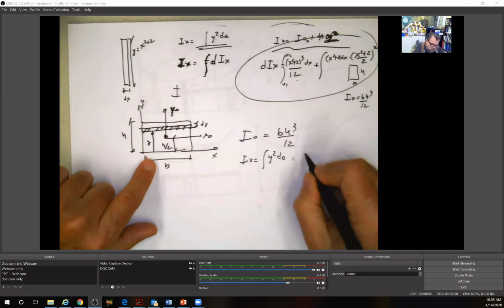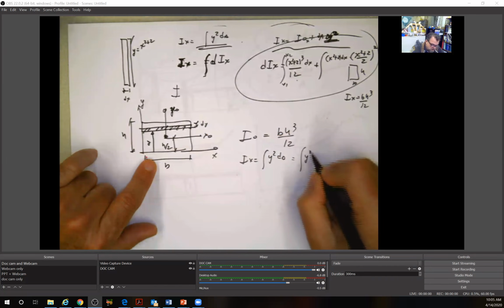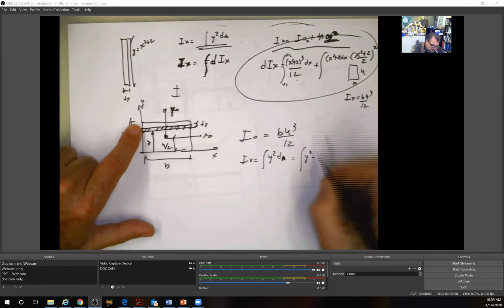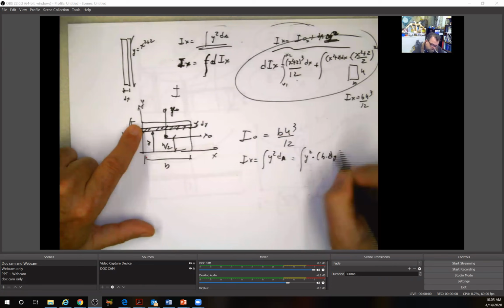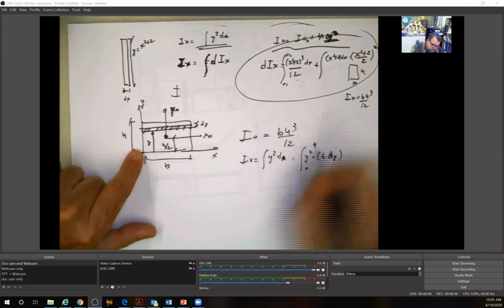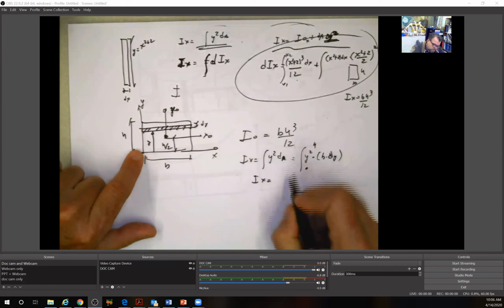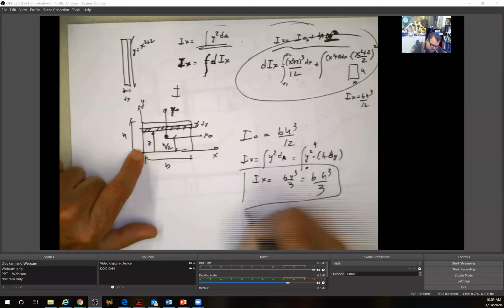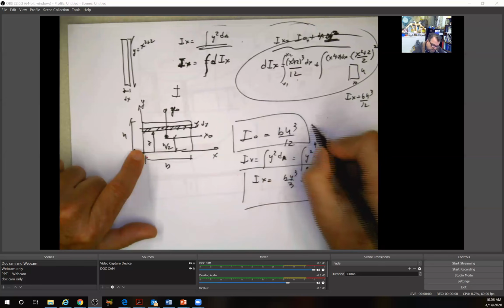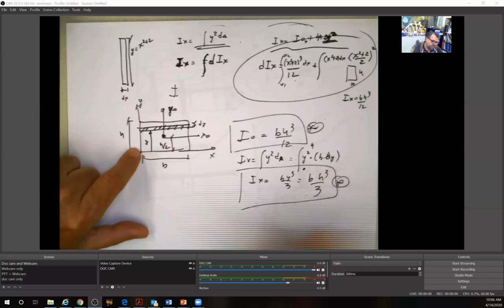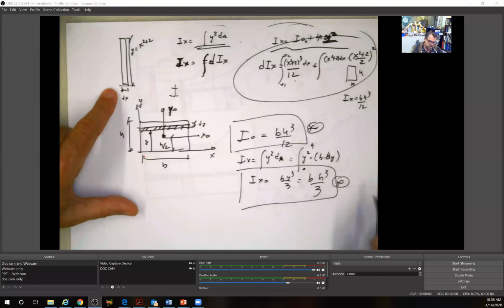So basically what you're doing is the integral of y squared times dA, but that dA is b times dy, from 0 to h. And when we calculated that, we got bh cubed divided by 3. Oh, look at that. This is the part that I was looking for. This one refers to the centroid. This one refers to an arbitrary axis that passes through the base of that differential of area.